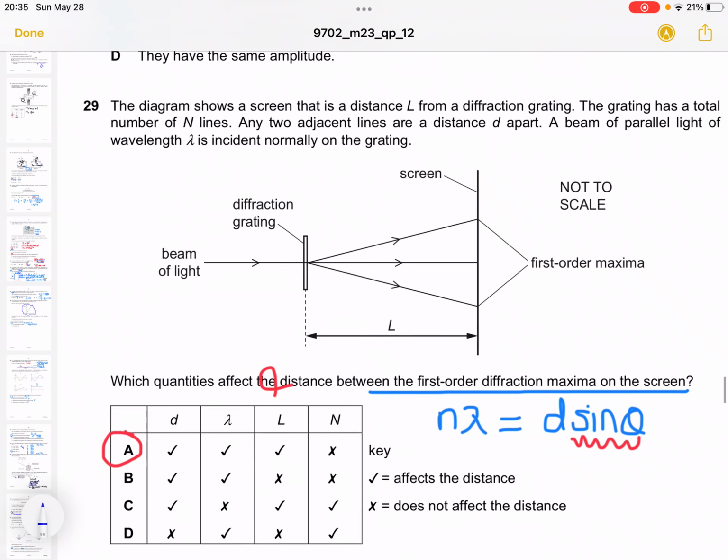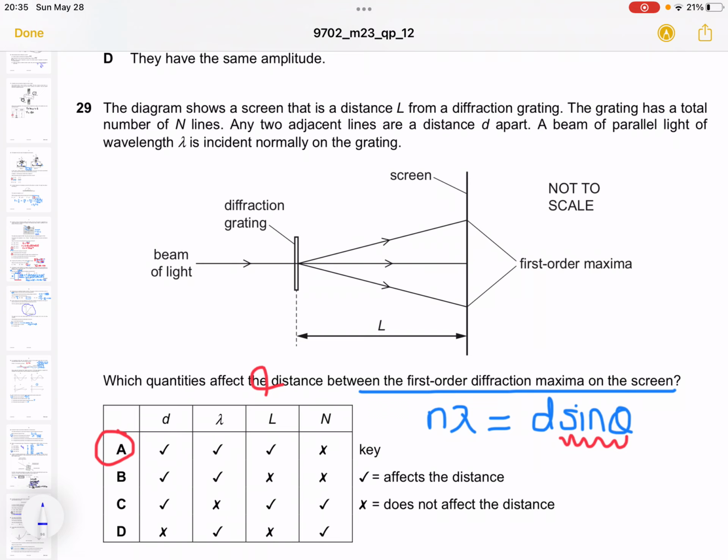Question number 29 says that a diagram is shown with all its letters. Which quantities affect the distance between the first order diffraction maxima on the screen? So it's asking about the change which affects sine theta. So D affects sine theta because that's the distance between the fringes. The wavelength lambda affects. L, the length, affects as the length increases, the theta decreases. So n does not affect. So A is the appropriate answer. N does not affect because it has already been compensated here, D, which is the distance between the fringes.